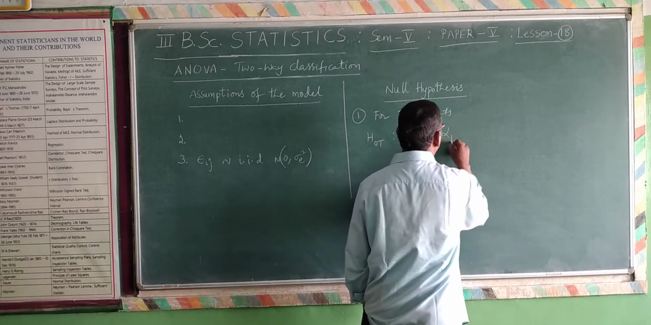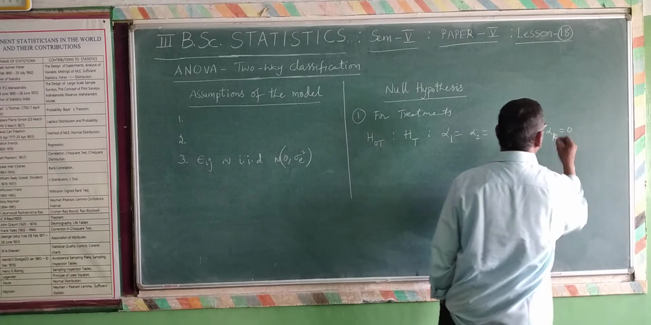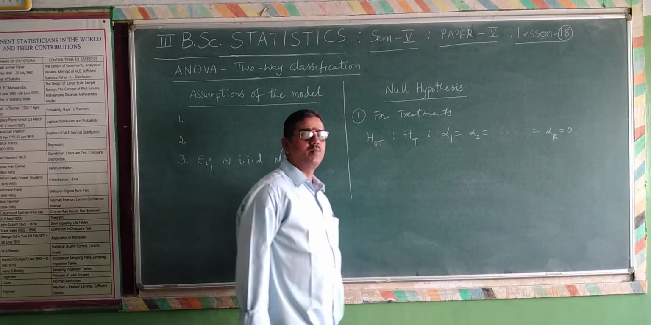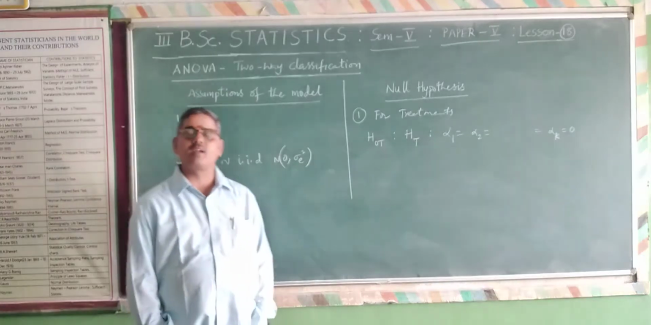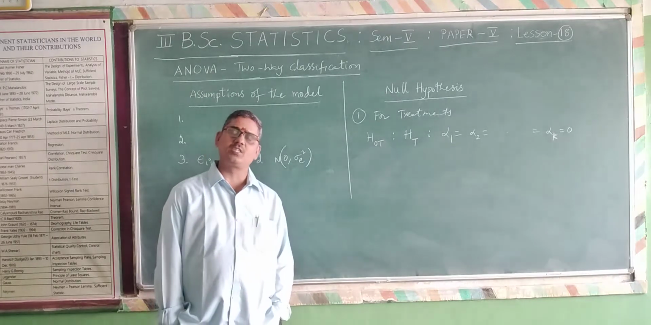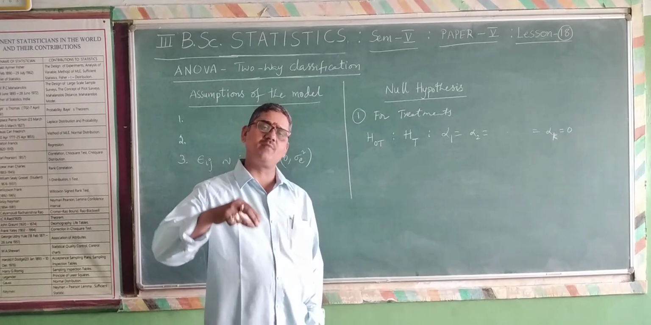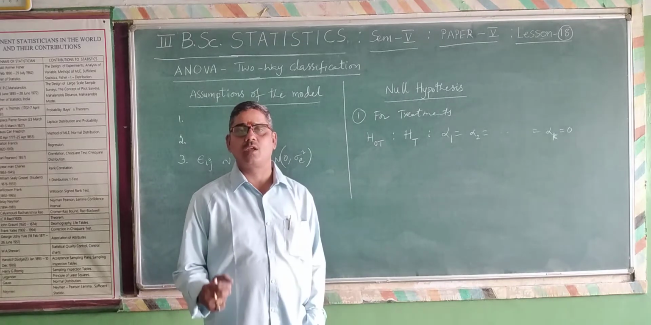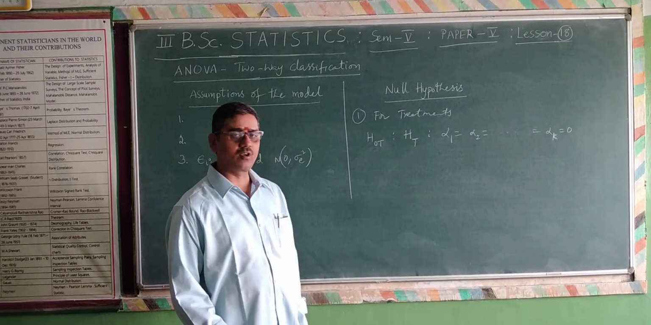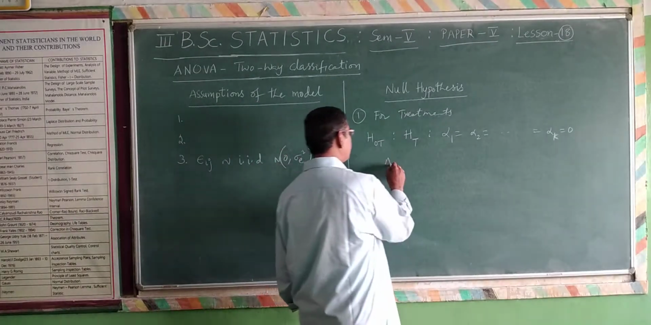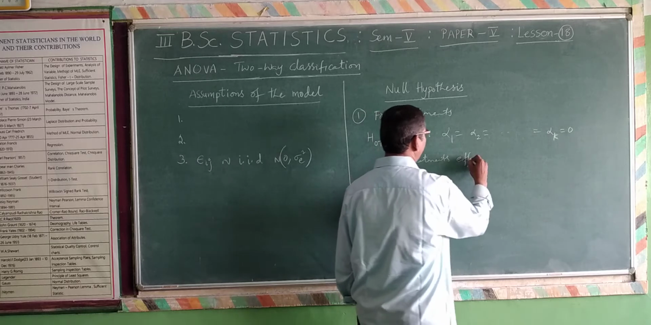It is alpha 1 equal to alpha 2 equal to and so on equal to alpha k equal to 0. This is the statement of the null hypothesis for treatments, which means all treatment effects are same. We are assuming that all treatments are effective in the same way, equally effective. That is the meaning of H naught for treatments: all treatment effects are same.